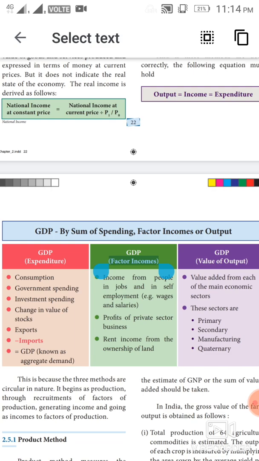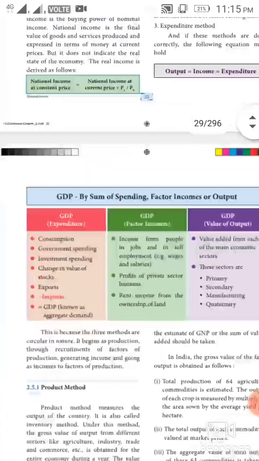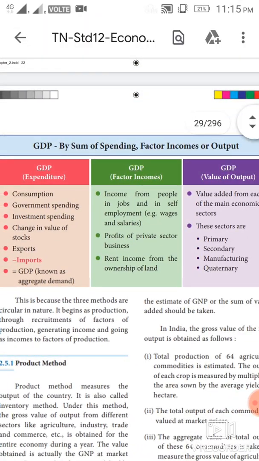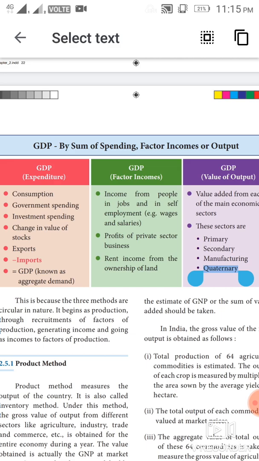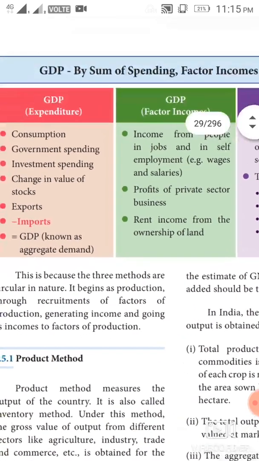GDP by factor incomes. Income from people in jobs and in self-employment, example wages and salaries. Profits of private sector business. Rent income from the ownership of land. GDP by value of output. Value added from each of the main economic sectors. These sectors are primary, secondary, manufacturing and quaternary sector. Quaternary means fourth in order or rank. It is used to describe the knowledge-based part of the economy.